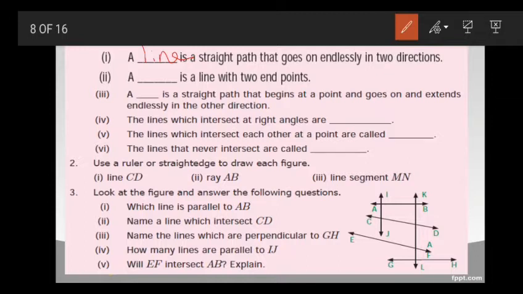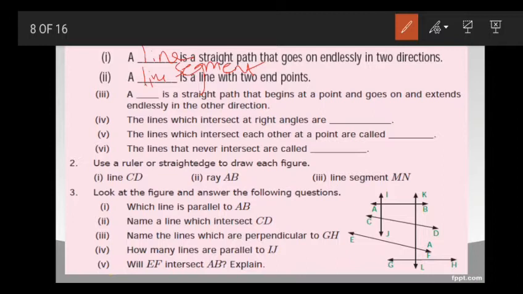Now see the second subdivision. A dash is a line with two endpoints. A line with two endpoints is a line segment. So a line segment is a line with two endpoints. You have to write this in your notebook.